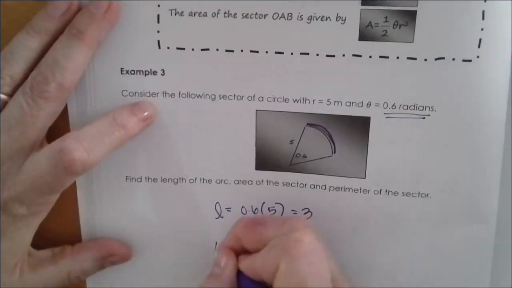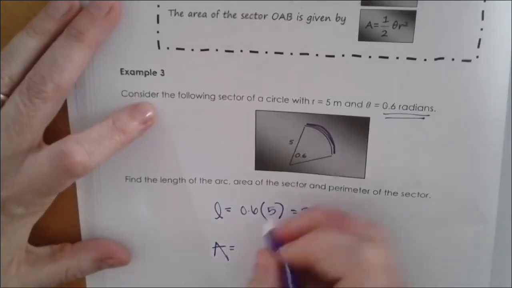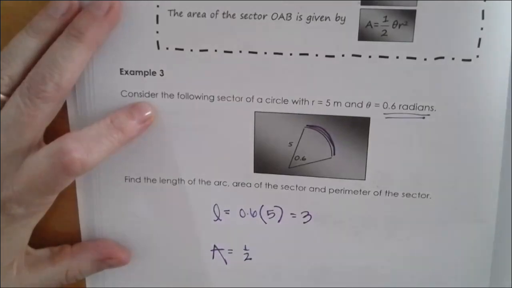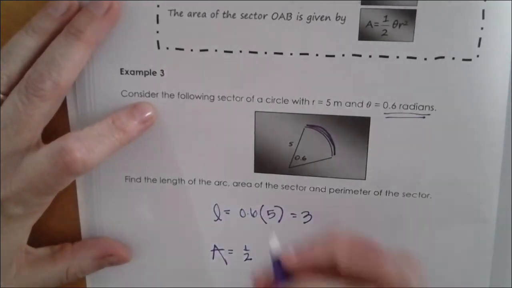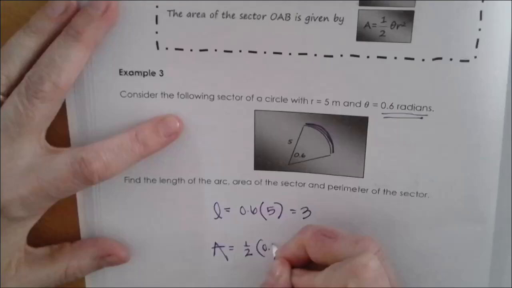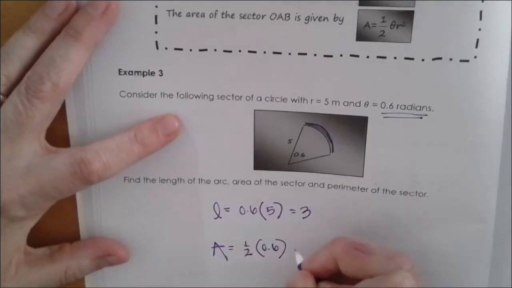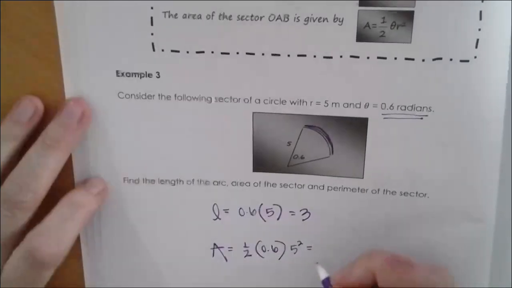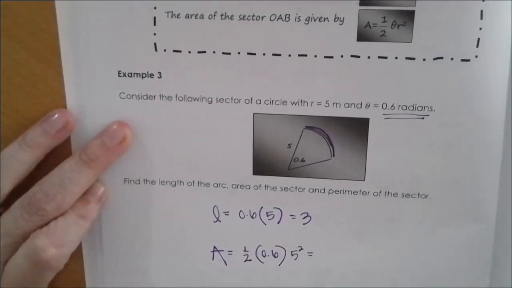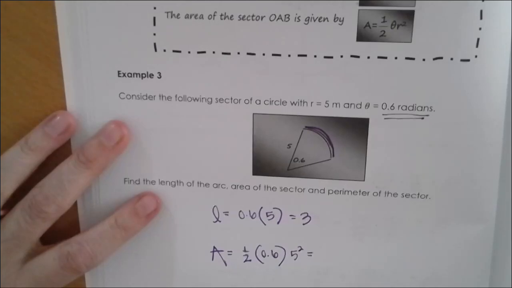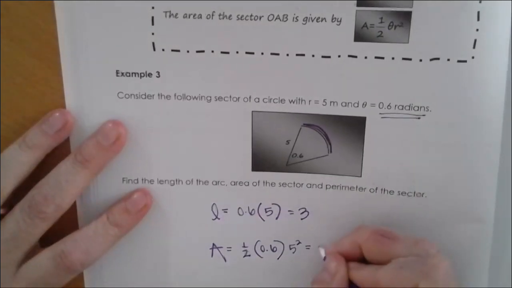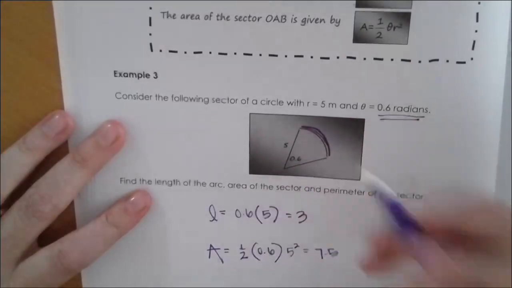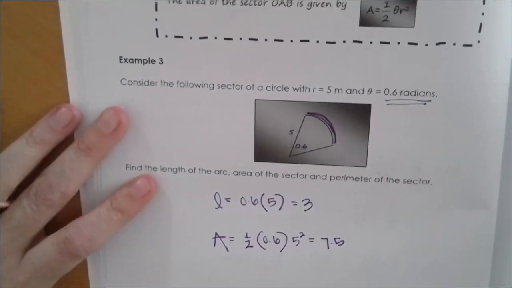Area of sector, again, it's just a formula, so 1/2 theta times r squared. Again, in this formula, theta needs to be in radians, so I'm going to do 1/2 times 0.6 times radius squared. Radius is 5, so 5 squared. I put that in my calculator, and I get the area of the sector, which is 7.5. So that's the area of this pizza piece, pie piece, whatever you want to call it.